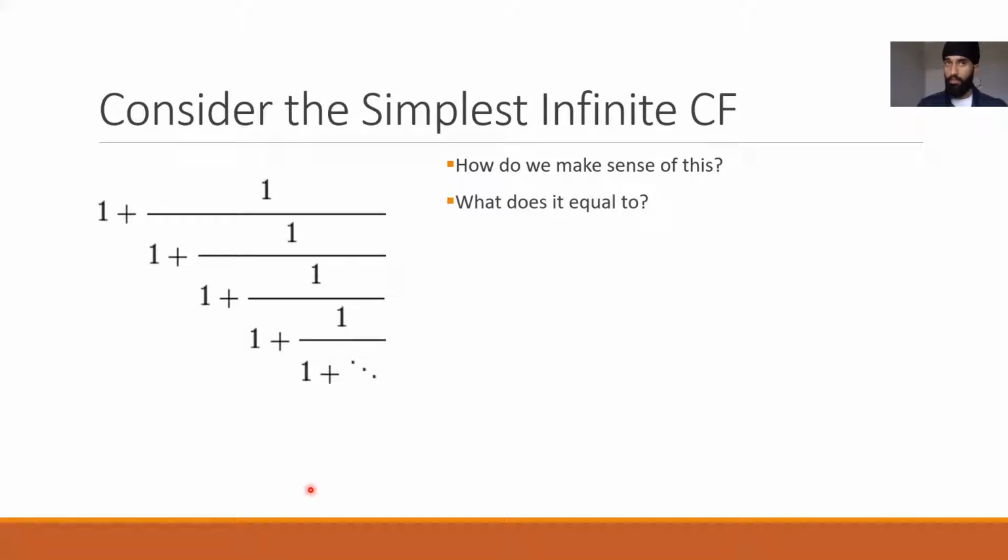I'll give you some time to think about this. I'll start you off. If it's 1 plus something, we know it's greater than 1, but the other part of it is 1 over something, so this has to be less than 1. This fraction should be between 1 and 2. I'll give you some time to think about this.